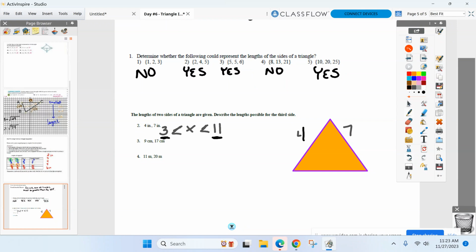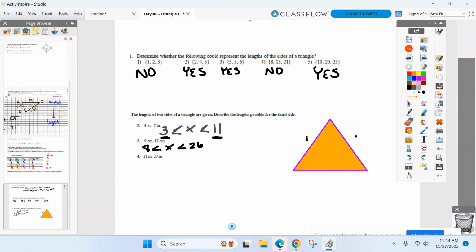All right, so using that on the next problem, 9 and 17, instead of trying to list all the sides it could possibly be, I can just say it has to be somewhere between 17 minus 9, 8, but less than 17 plus 9, 26. A little bit quicker than listing out all the numbers between 8 and 26, right?